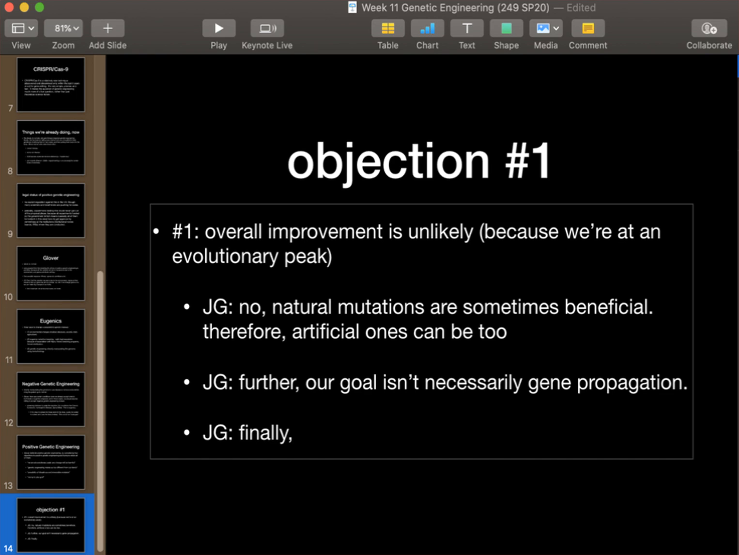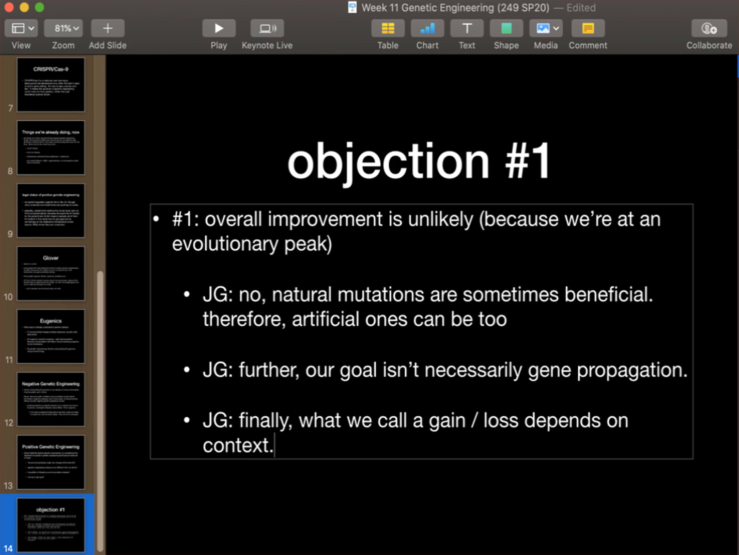And then, finally, what we call a gain and a loss depends on context. So he gives this example of malaria and sickle cell trait. Those of you who know something about sickle cell disease know that if you have two copies of the sickle cell gene, you have the disease. If you have only one copy, you have the trait. If you have the trait, you don't have any symptoms, but you can pass that trait on to your offspring. Turns out, having the trait is protective against malaria. So sickle cell trait tends to be common in areas where malaria is common.